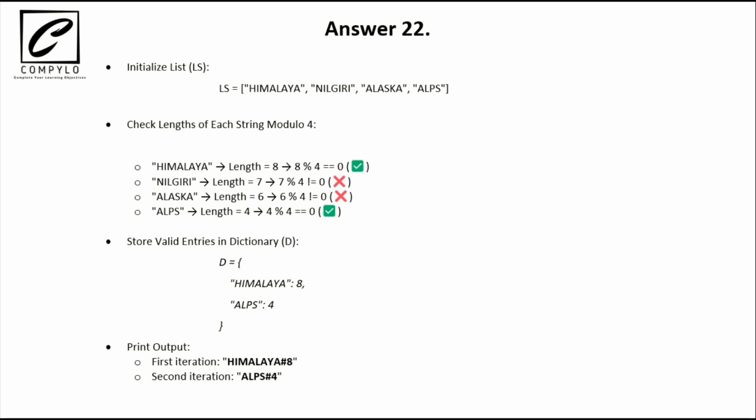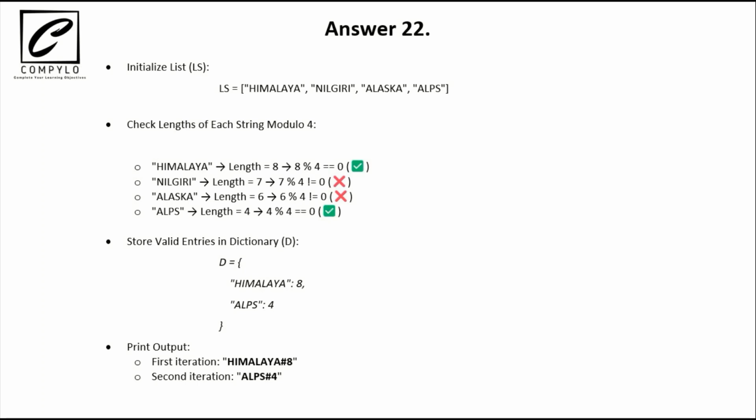So when we talk about Himalaya, its length is 8, and when we take the modulus with 4, it gives 0. So we can consider this as first output. After that, Nilgiri has length of 7. When we take the modulus of 4, so it is not equal to 0. Same applies to Alaska, which has length 6 and modulus is not 0. But for Alps, it has length 4 and modulus gives us 0.